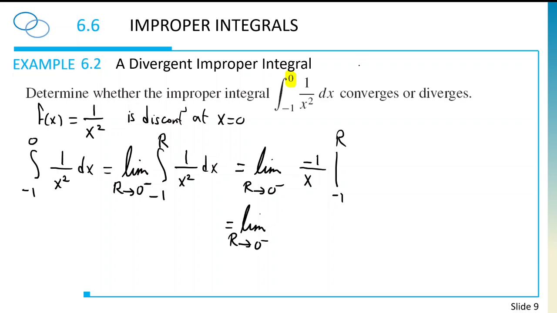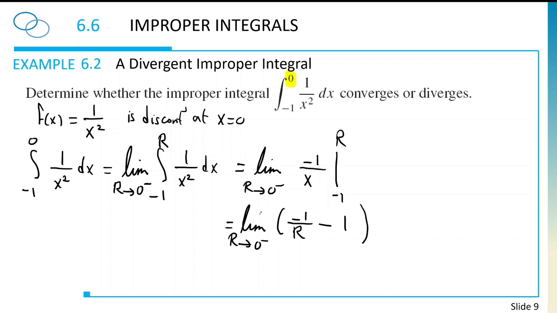Remember, when you do the definite integral, you do the substitution, you have to do the f of b minus f of a, okay? The upper bound minus the lower one. So the operation in between is subtraction. So this is equals to what? -1 over r minus, so -1 over -1, it's 1. So it's -1. Okay, perfect.